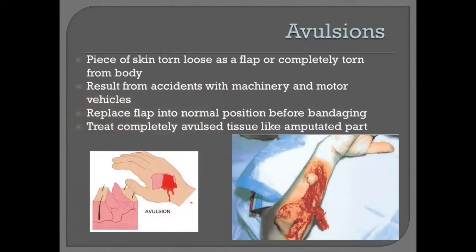An avulsion, and this is kind of what I was referring to earlier. If you have a really irregular flap of skin, for example, then it's called an avulsion. This is basically where you have a piece of skin that's torn loose as a flap or completely torn from the body. It tends to result from accidents with machinery, motor vehicles, clumsiness, tripping, falling. What you want to do to manage this is replace the flap into normal position before you bandage it. Treat the completely avulsed tissue like an amputated part. So basically, if this piece here came completely off, you want to take it with you because a lot of times the docs can sew it back on and it'll help with healing.